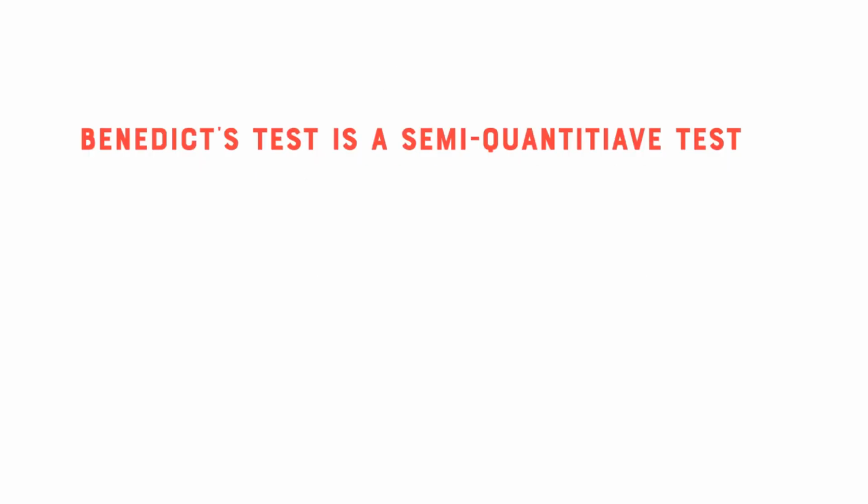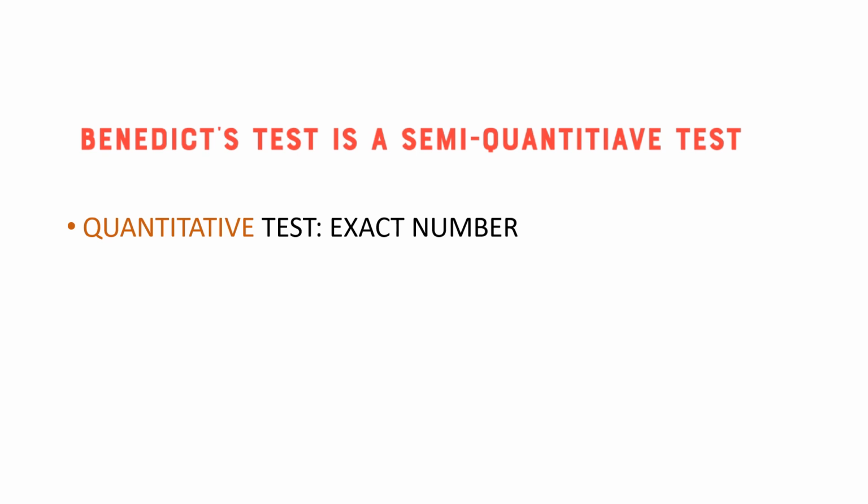The reason is that Benedict's test is a semi-quantitative test. There are two types of tests: quantitative tests and qualitative tests. In quantitative tests, we also have fully quantitative and semi-quantitative. When you have a quantitative test, it will give you the exact value, just one number, whereas in a semi-quantitative test, the value is a range.